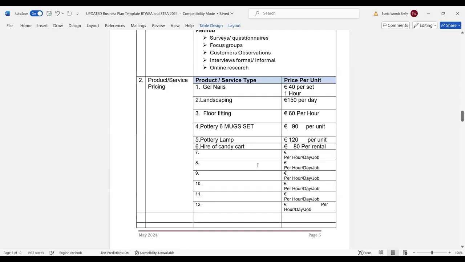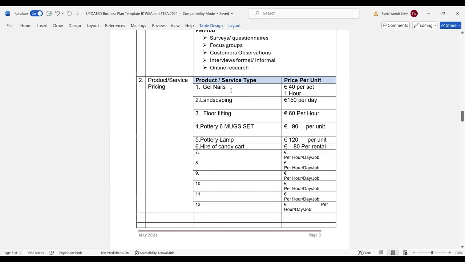And the last example I have here is an events business where they hire out candy carts, and they hire out a candy cart fully stocked at 80 euros per rental. So that's just an example of the types of products and services and how you would record them in this section. And remember too that what you record, your pricing in this section, is going to then be important when it comes to filling out the financial section of this form, where you're going to project your income and expenditure for the next year. You'll be referring back to this pricing section.